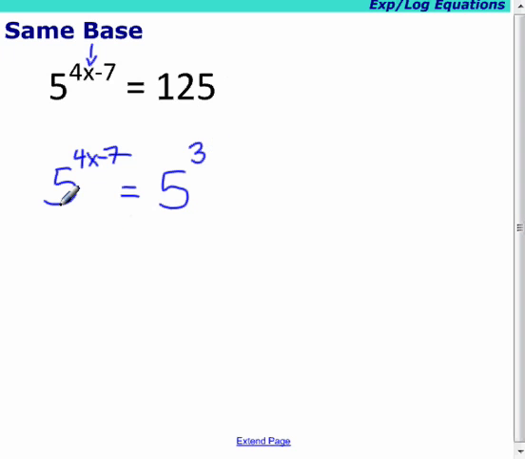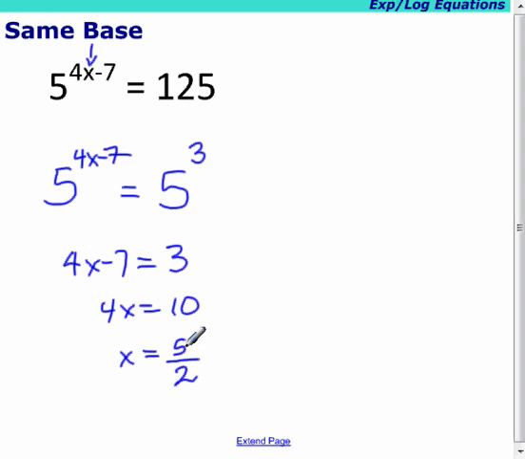So on the right side, instead of 125, I have 5 cubed. Now we can use that idea that if the bases are the same, for these two to be equal, the exponents must also be the same. And so I can just write the exponents down by themselves. Since the bases are the same, 4x minus 7 must be equal to 3. And then solve that equation. 4x is equal to 10, x is equal to 10 over 4, or 5 halves.